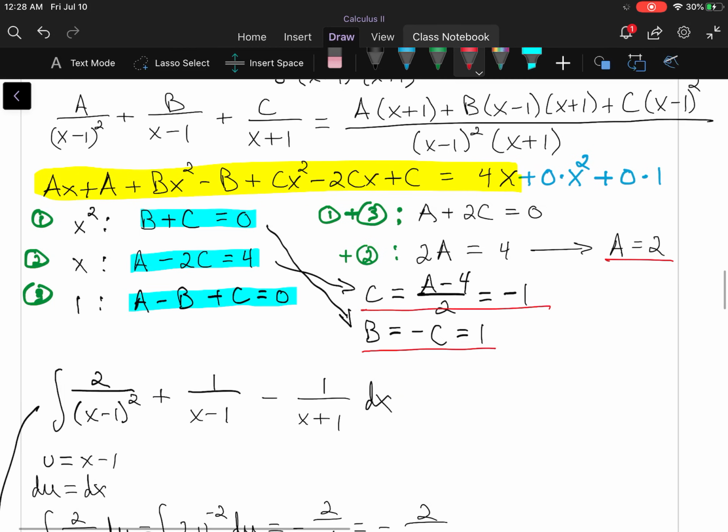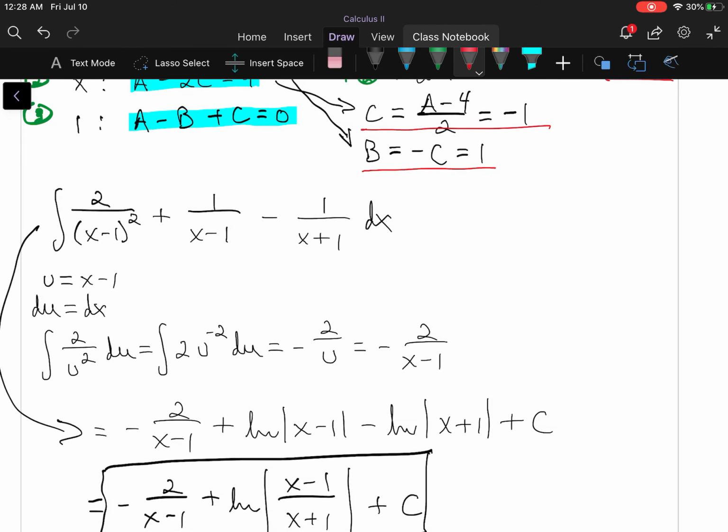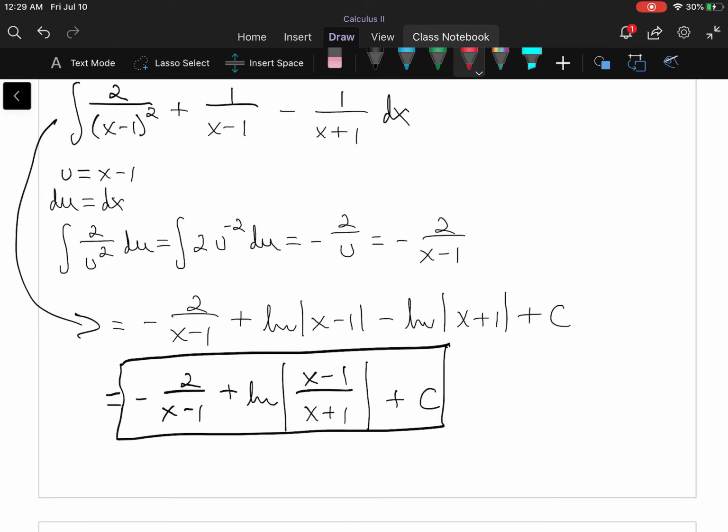Go back to the decomposition, which I have in the top left, and plug those values in their appropriate places. Then what's left is to integrate. The first integral can be solved using u substitution, and the integral of 2 over x minus 1 squared is negative 2 over x minus 1. The integral of 1 over x minus 1 is the natural log of x minus 1, and the integral of 1 over x plus 1 is the natural log of x plus 1. And so the final solution I have over here with the plus C. Using log rules, you could combine the log of x minus 1 minus log of x plus 1. A log minus a log is the log of the quotient, which is where the log of x minus 1 divided by x plus 1 came from. It's not necessarily required to put it in that form, but it's a little simplified.